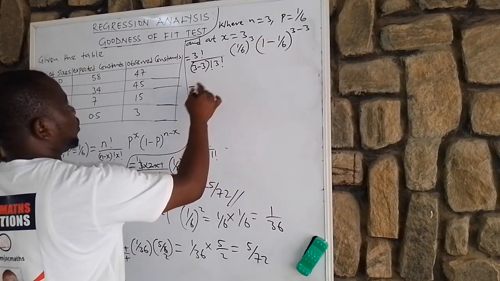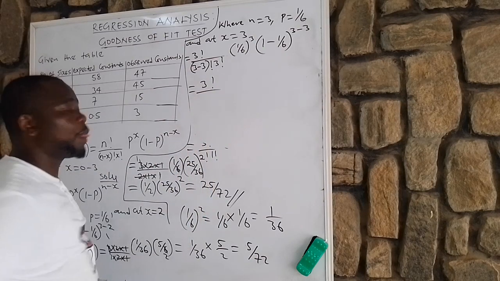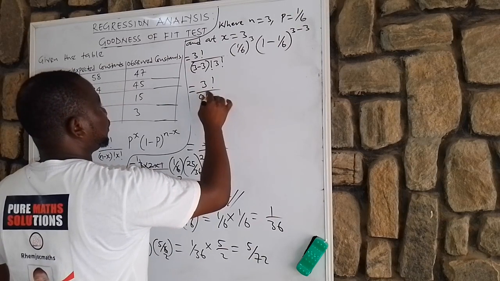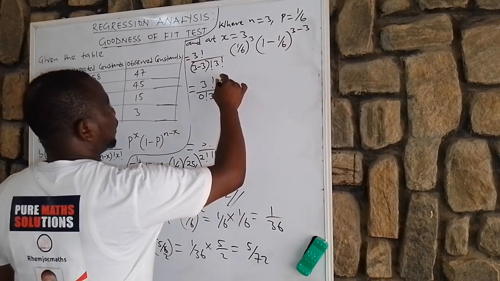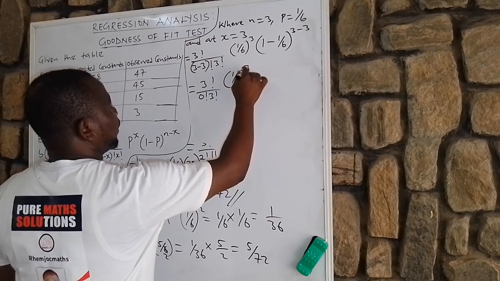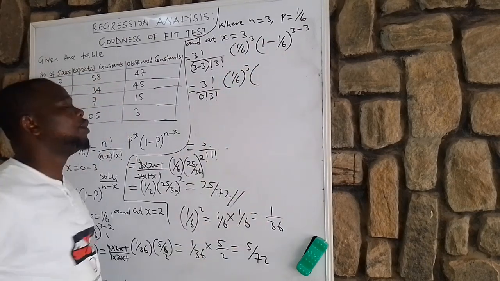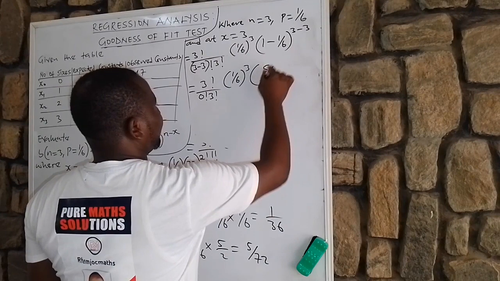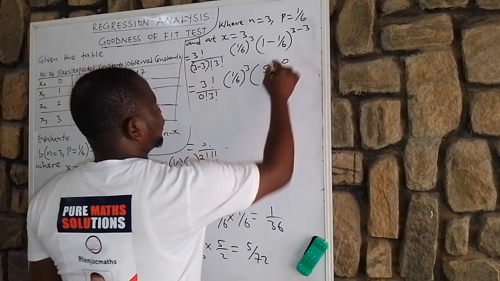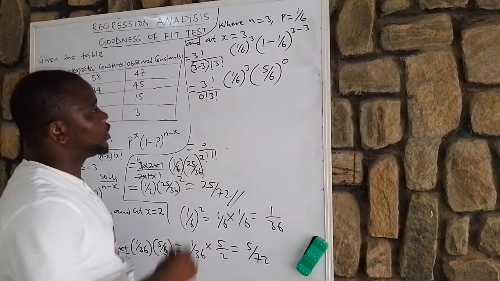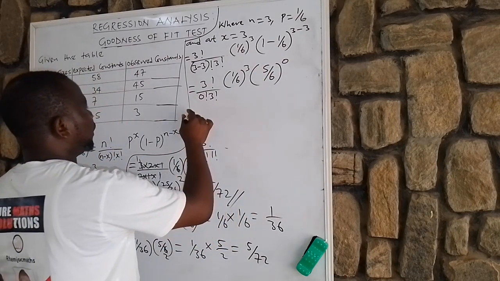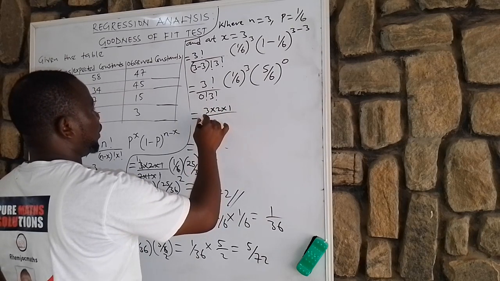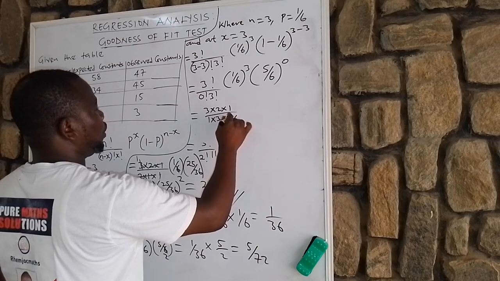So far so good. This is equal to 3 factorial all over 3 minus 3, which is going to give you what? 0. 0 factorial, 3 factorial, then 1 all over 6 raised to the power 3. Open bracket, this one will still give you 5 all over 6. Is that clear? So 5 all over 6, 3 minus 3, 0, raised to the power 0. I told you anything raised to the power 0 is 1. So here will be 1. Then 3 factorial is 3 times 2 times 1 all over 0 factorial is 1 times 3 factorial, 3 times 2 times 1.